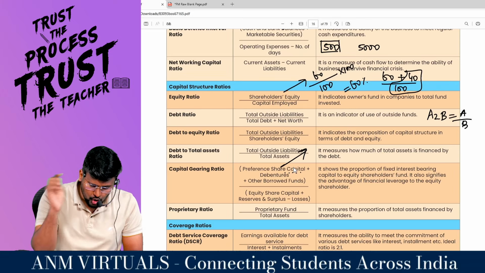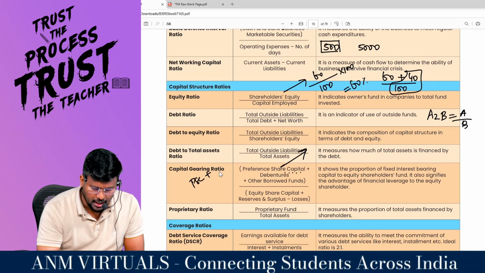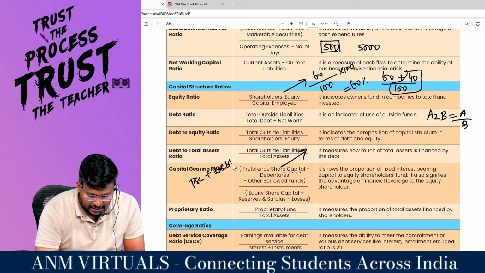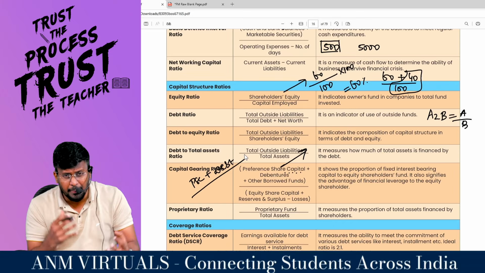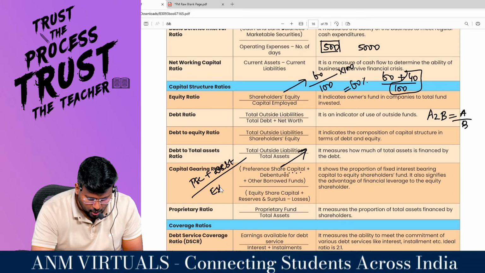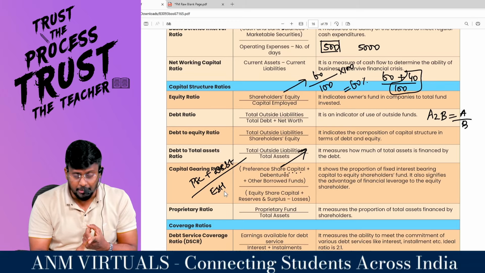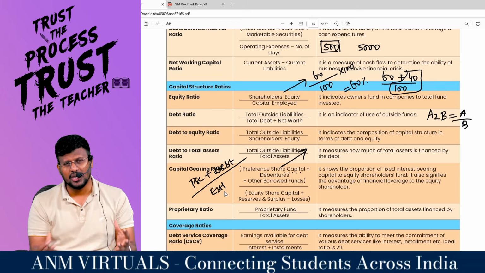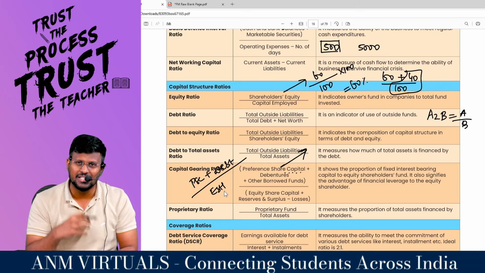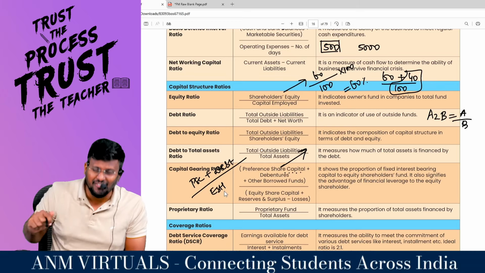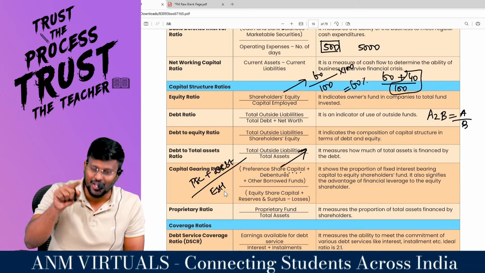So because of including preference share capital and debt in the capital structure, the speed of earnings of the equity shareholders will increase. Because of preference share capital and debt in the capital structure, the earnings of the equity shareholders are increasing. So that is the capital gearing ratio.